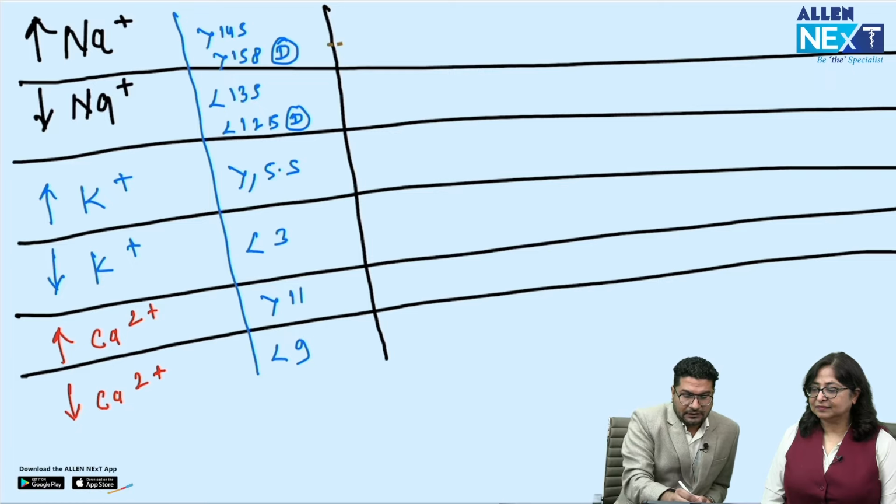So this is fantastic. You've got the entire electrolyte imbalance in a tabular form. I think you should take a screenshot of this and redraw it once with your own hand. Once you draw this, trust me, you will definitely get one question in the exam from this.